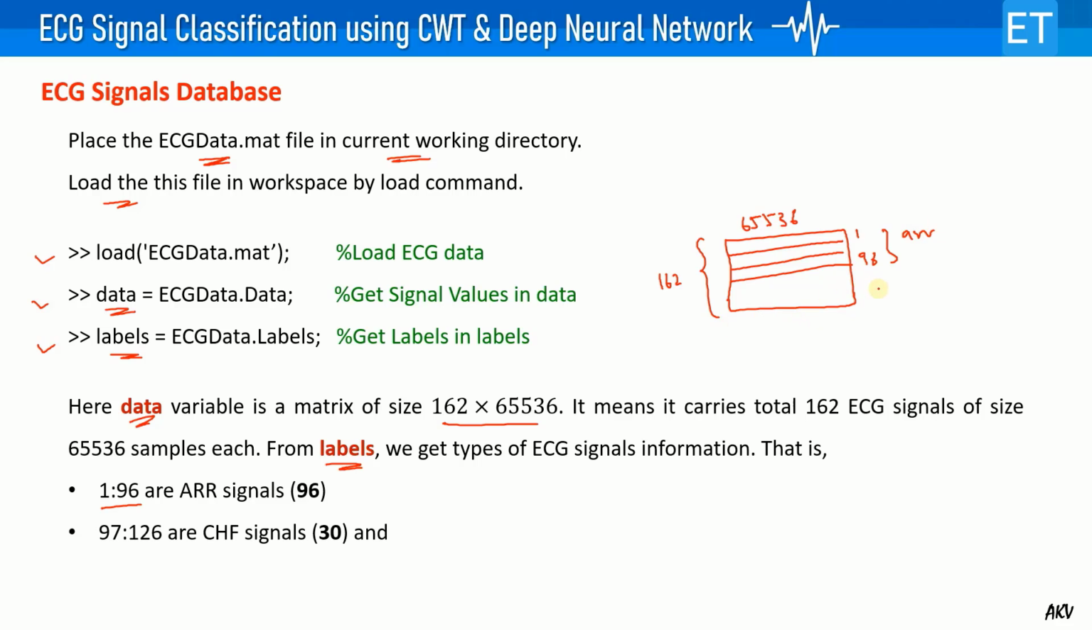And from index number 97 to 126, the signals are 30. These are 30 signals which are of type CHF. And from index number 127 to 162, you get the NSR signals whose count is 36.